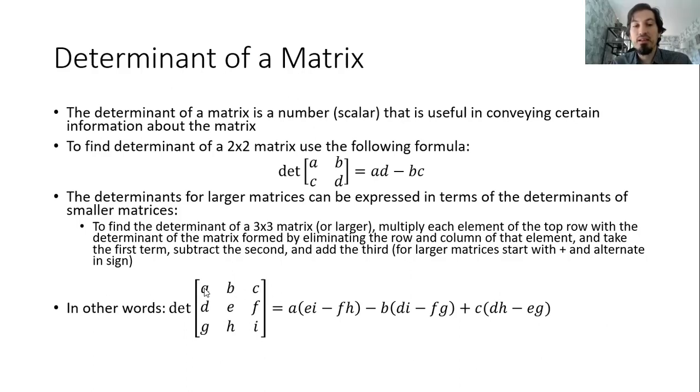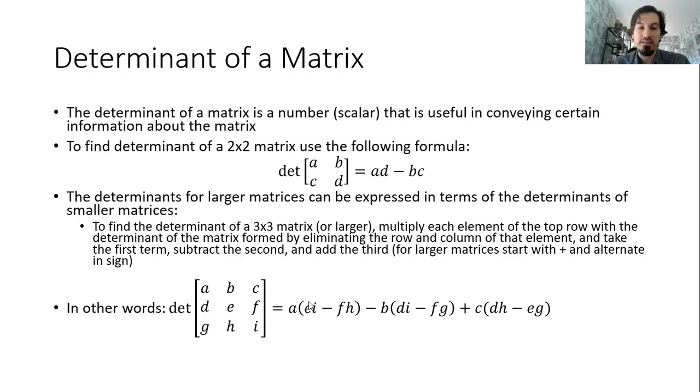Yes. So take the number A, draw a line through the row and the column, and what's left is EFHI. Then you use this formula up here for the determinant of a 2 by 2. You already know that. It's AD minus BC. So here it's EI minus FH. So you take the A, that's the first row, the first column, and like Colin said, you cross out the row, cross out the column, and what you're left with is EFHI. That's where this EI minus FH comes in.